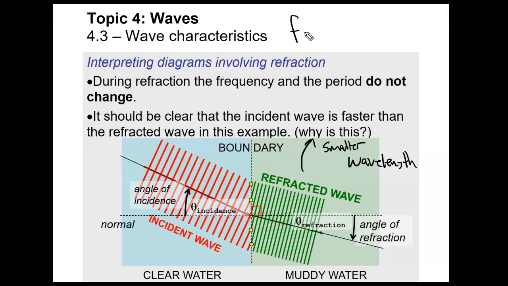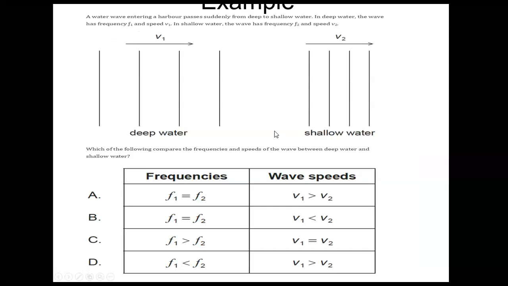And remember that in f equals v over lambda, that ratio is fixed, and so smaller wavelength means smaller speed. And again, conceptually we talked about how it's harder for water to travel through muddy water than clear water, which is why it also makes sense that the wave doesn't move as fast in the muddy water. Okay, so let's talk more about this bending.